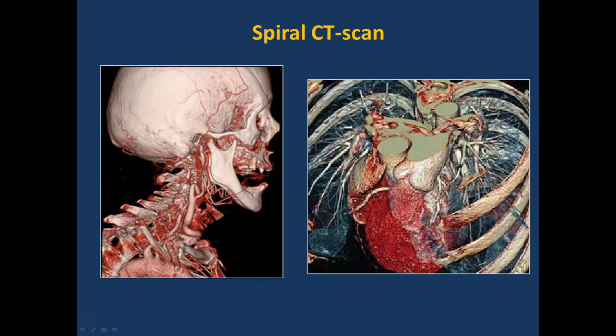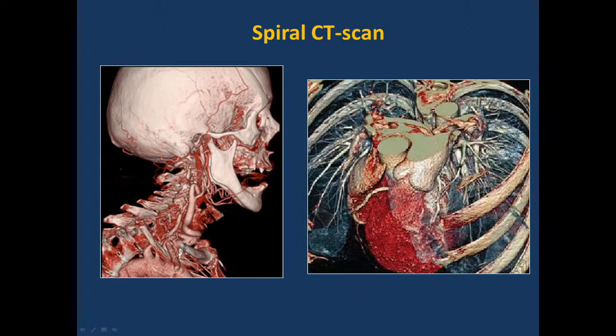bodies in spiral CT scan. What does it mean? We get the first section, then we get the second tomography section, then the third, and the computer should combine all the pictures and produce a three-dimensional object.